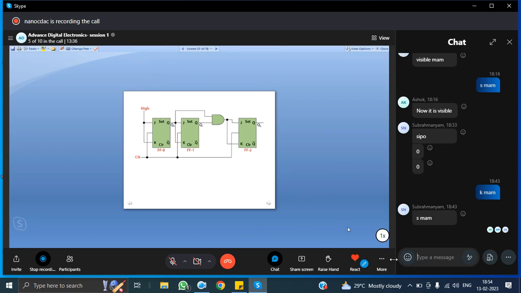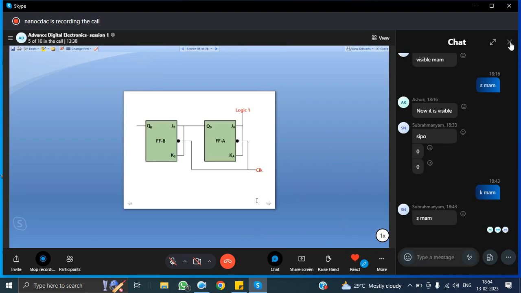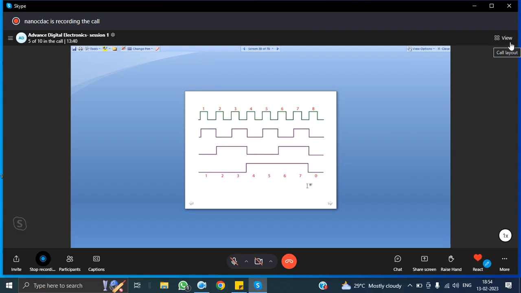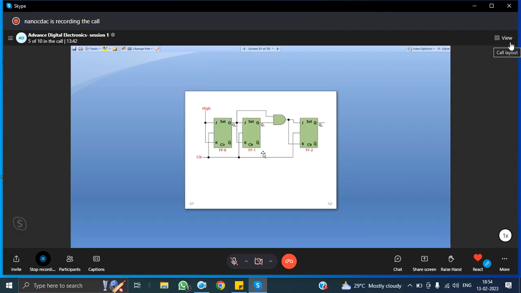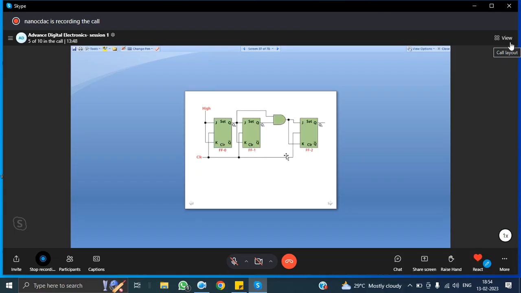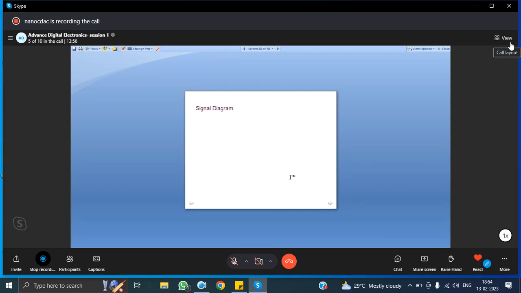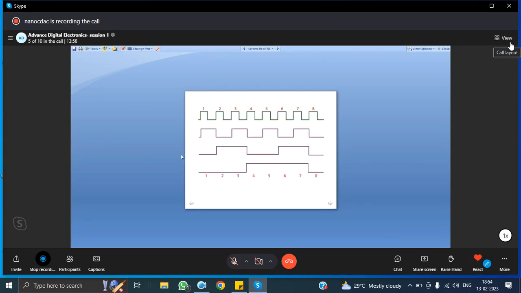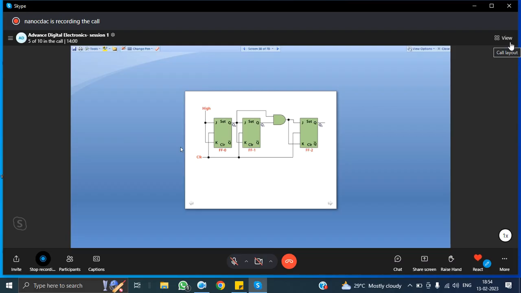Okay, so this is the signal diagram for the synchronous counter. In a synchronous counter, the same clock is applied to the three flip flops. Okay, so the same clock pulse is applied to all three flip flops. That is what a synchronous counter is. Let us understand the operation of the synchronous counter.